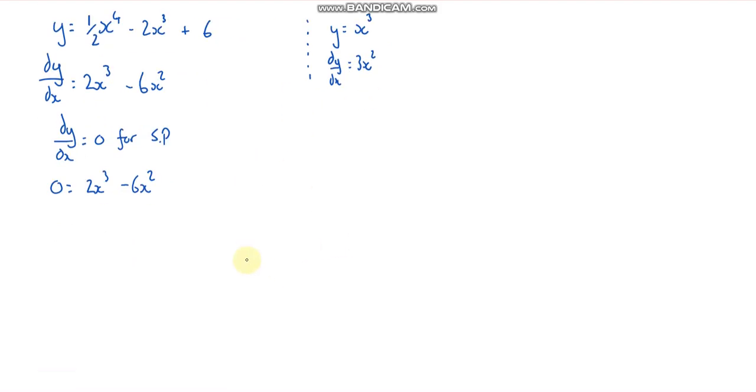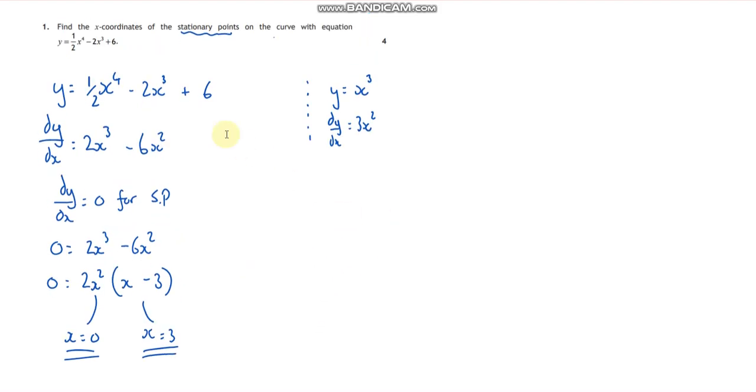So this one looks like a common factor. I'll take out 2 and I'll take out x squared. So it's going to give me x take away 3. And which values of x would give me 0? Well, this x here, if that was equal to 0, that would give me a 0. And if this x was equal to 3, that would also give me a 0. So that's my two x coordinates there. The question doesn't ask for a y coordinate, so I can just stop the question there. That's absolutely fine. So a nice little question to get you started off with.